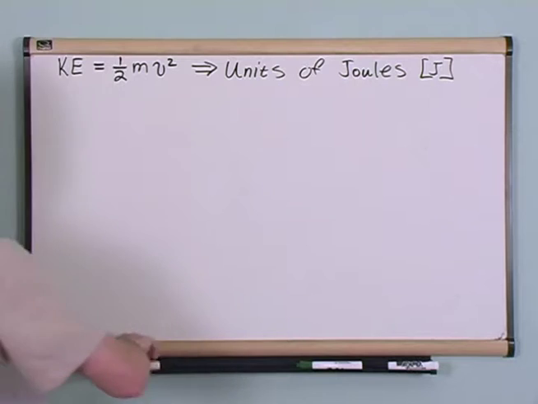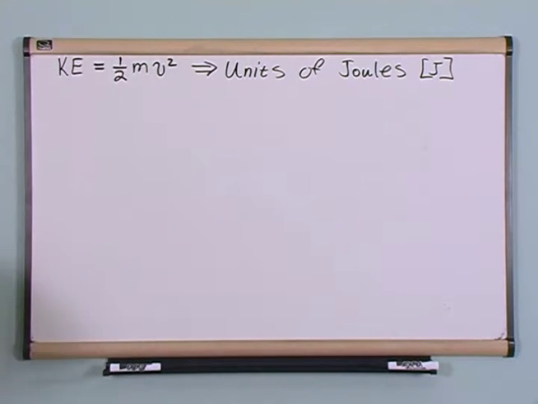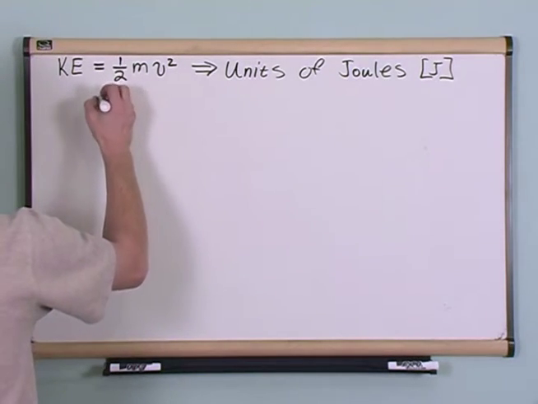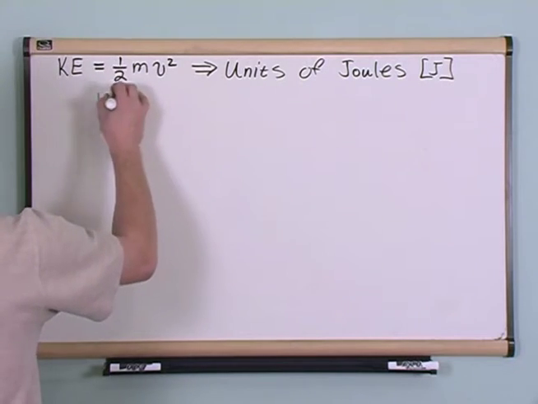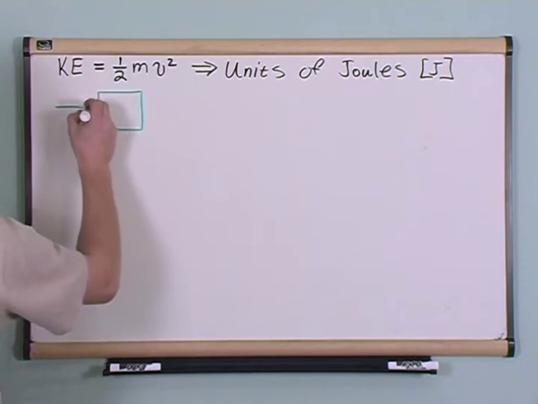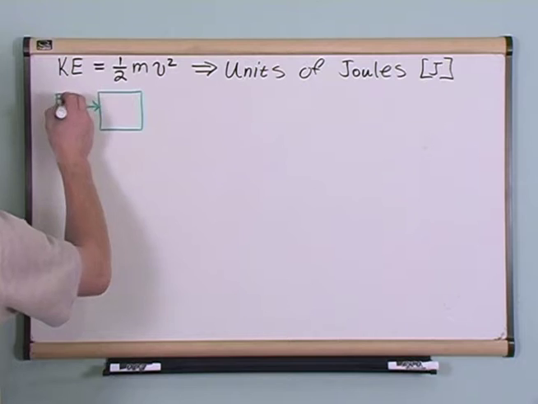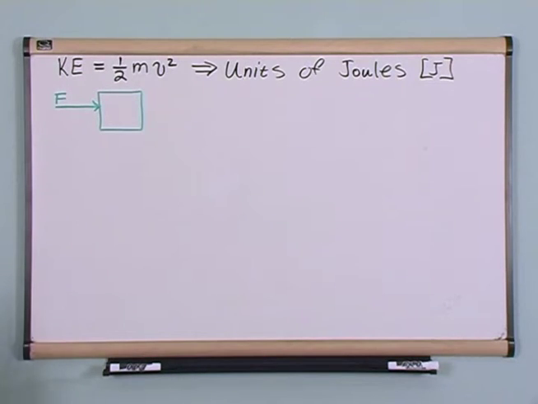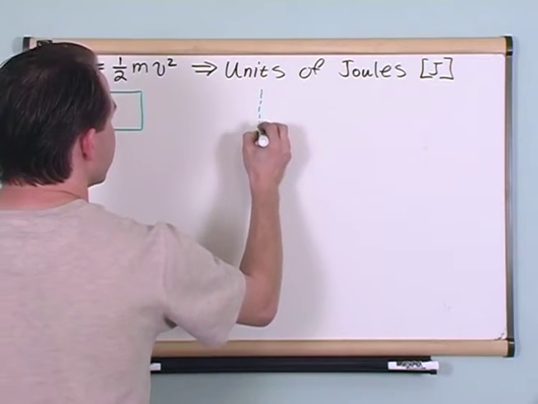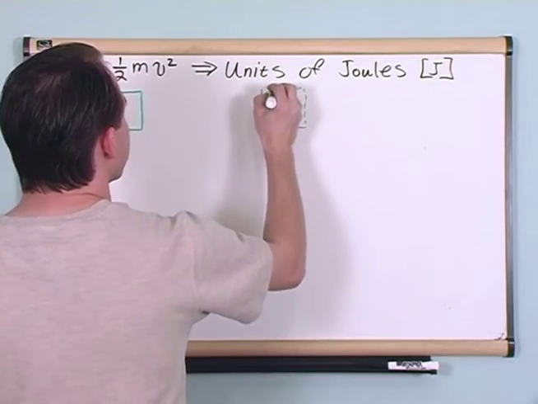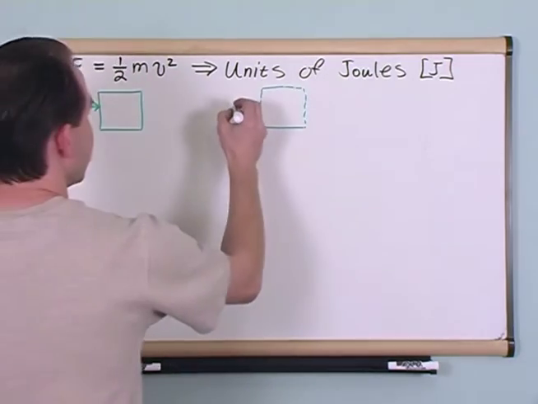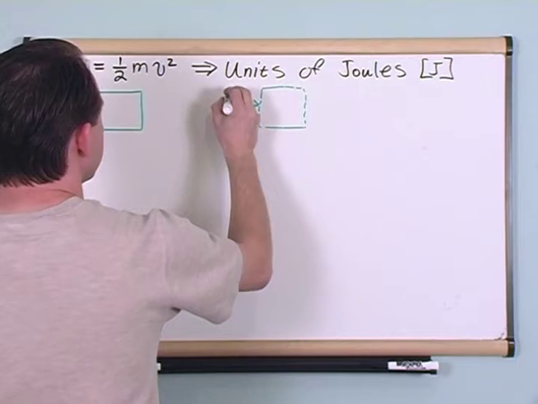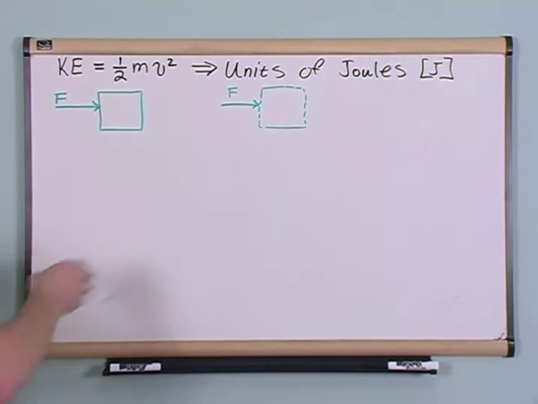I'm going to do this in a different color, just for kicks. So let's say you have some box right here, and you push on this box with some force F, just like we had in the previous section. Sometime later, the box is obviously going to move over here to the right, and again, you're still applying that force, even though it's moved. You're applying that force throughout the whole thing.